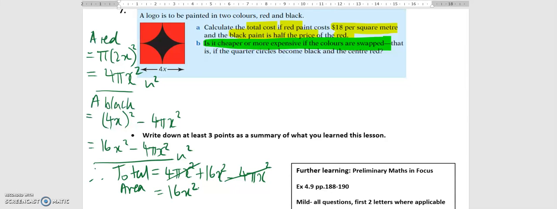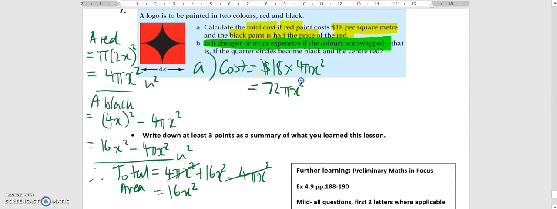Okay, so for part A, calculate the total cost if the red paint costs $18 a square meter. So you're just going to do $18 times 4 pi x squared. So essentially doing 18 times 4, and that's 72 pi x squared. So this involves a lot of algebra. You can't just get a number answer there. And then the cost of the black, so that was for the red.